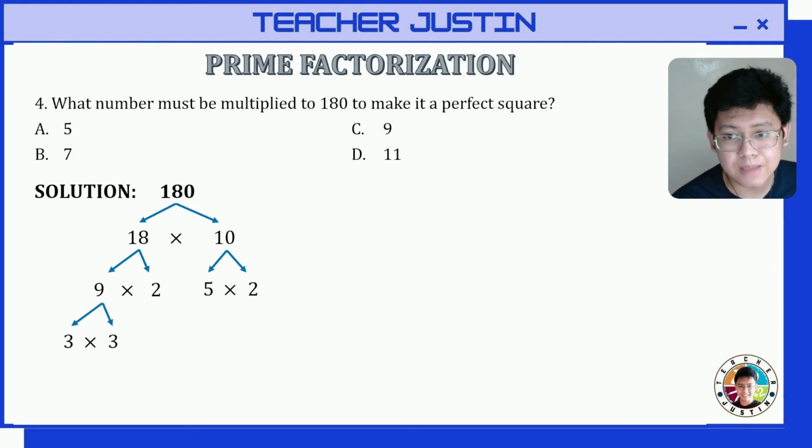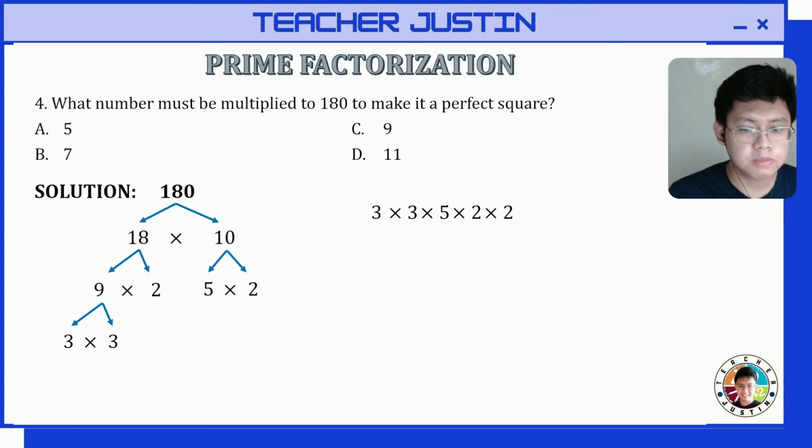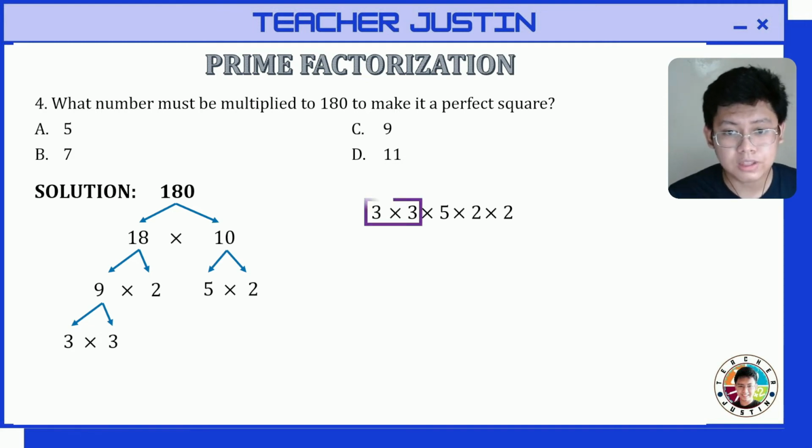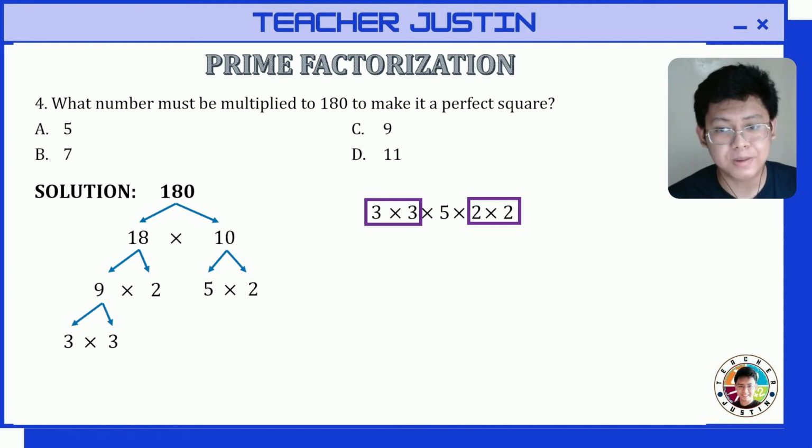And since wala na tayong pwedeng i-factor, let's copy all the prime factors. So, we have 3 times 3 times 5 times 2 times 2. Okay. So, para masabi na perfect square ang isang number, dapat may partner siya. I-pair lang natin sila. So, 3 times 3, it will give us a product of a perfect square number. Si 2 times 2 din, it will give us a product of a perfect square number.